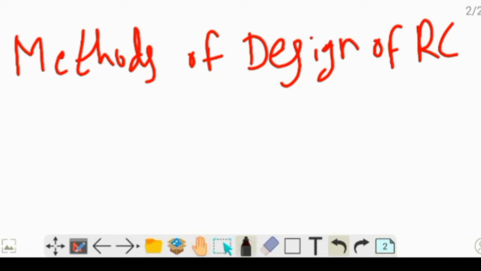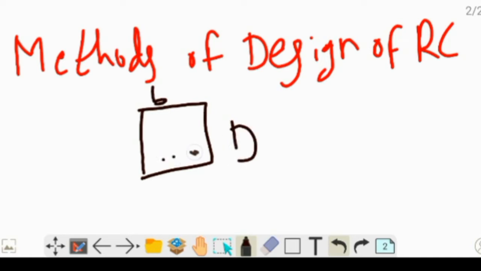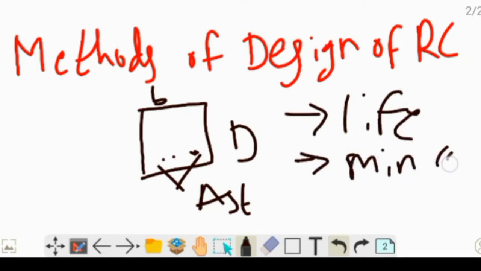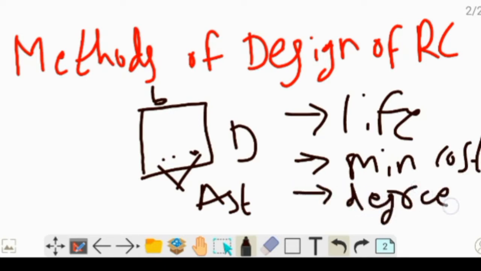In this video we are discussing the methods of design of RC. The aim of design is to decide the size and area of reinforcement so that the structure will perform satisfactorily during its life period, within minimum cost and with an appropriate degree of safety.